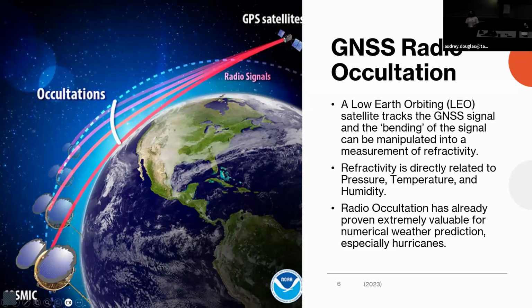Now, when I say refractivity, it is a mathematical term that is made of three components: pressure, temperature, and relative humidity. Radio occultation has already proven extremely valuable for higher atmospheric modeling, especially in hurricanes. But when I'm saying higher atmospheric, I mean like 8 kilometers to 30 kilometers in the air. So it's kind of hard to spatially understand that because it's so high up.